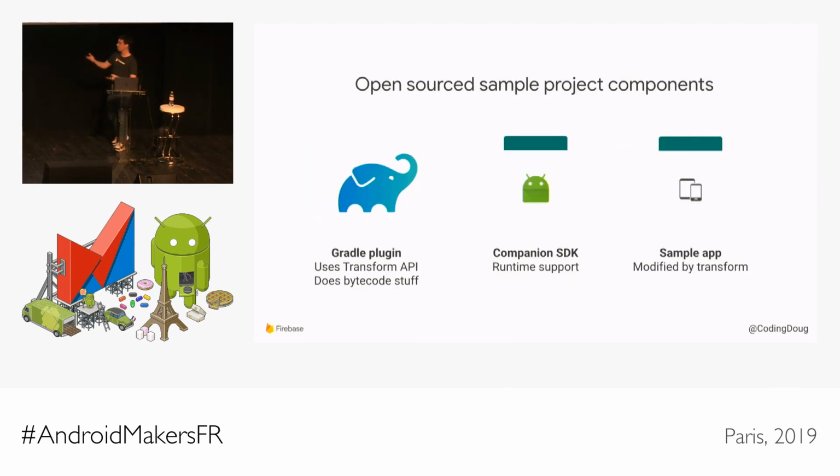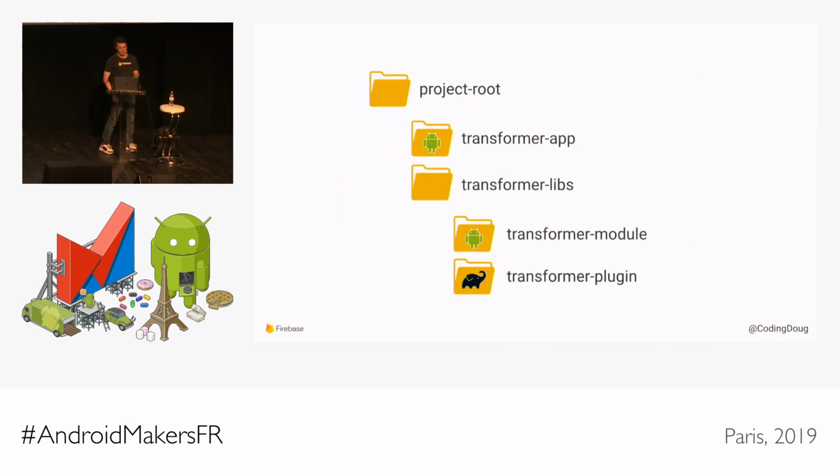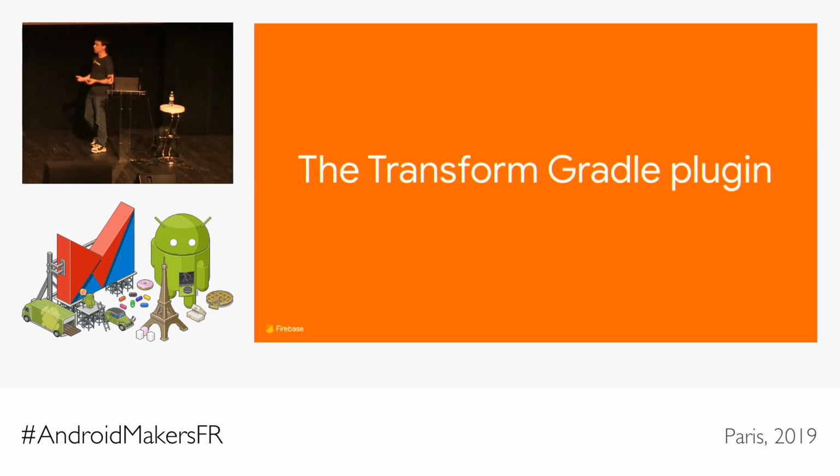So if you've ever built Gradle plugins, this is just another Gradle plugin that uses the Android Transform API. There's a runtime support library that I won't say too much about, but it is a software component here. And then there's a sample app that uses it. So the sample app gets instrumented by the Gradle plugin, loads classes from the companion SDK, so you can see how it works. So it's organized a little bit like this. The transformer libraries are sibling to each other, so the plugin uses the module in a strange way, and I'll tell you how that works later. But the first thing and the most important thing is the Gradle plugin itself.